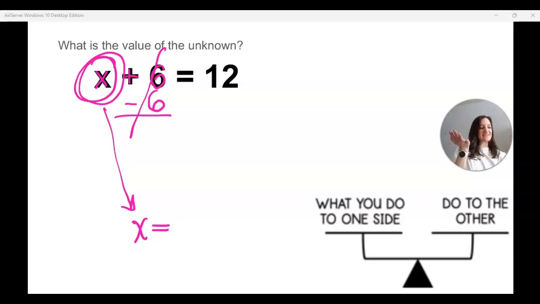So I took 6 away from this side of the balance. So now I'm tipping this way. What do I have to do to the other side to get it balanced?